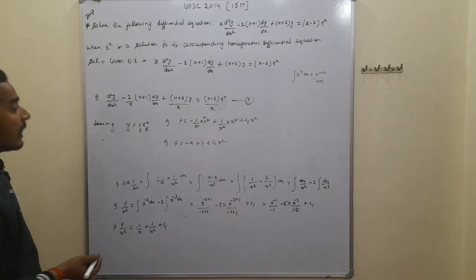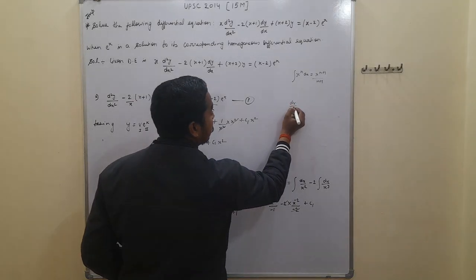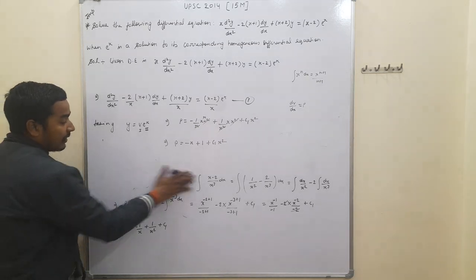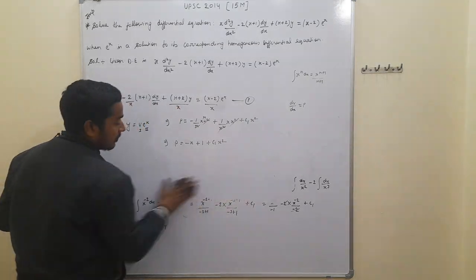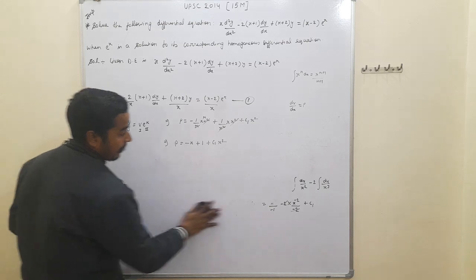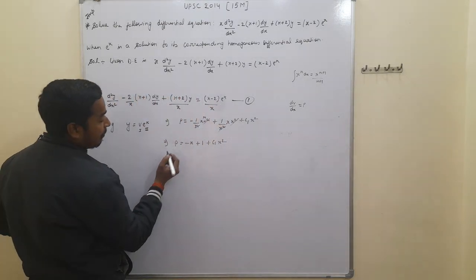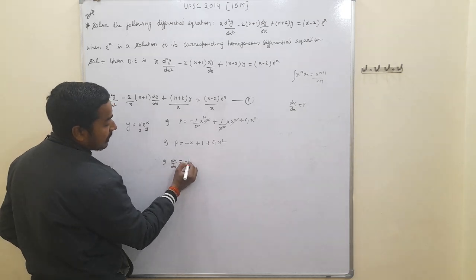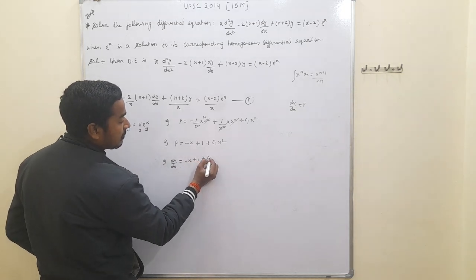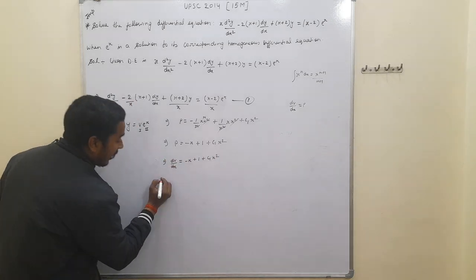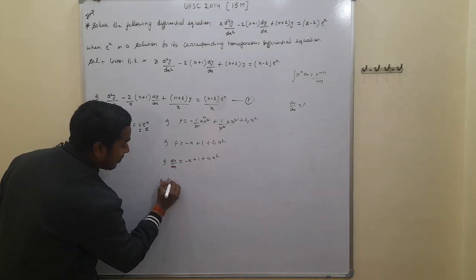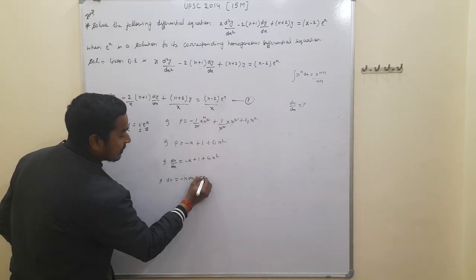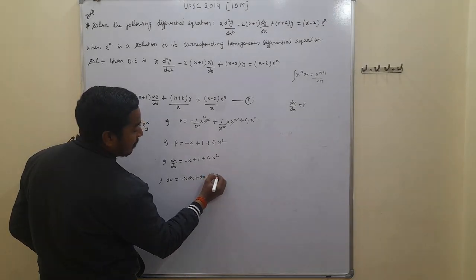And earlier we let dv upon dx be p, so we have to put here in place of p, this is dv upon dx. This is minus x plus 1 plus c1 into x square, and we can integrate separately. This is dv is equal to minus x dx and plus dx and plus c1 into x square dx.